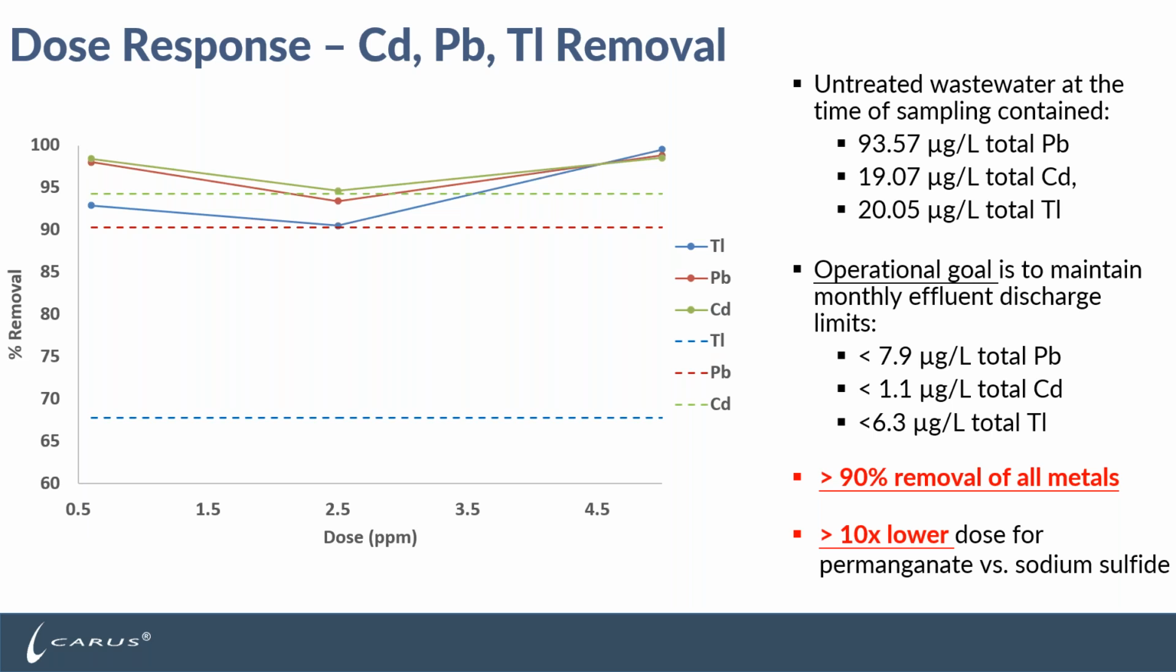The graph here shows the percentage removal of each metal at different doses of permanganate. The solid lines at the top show the percent removal using the current chemical treatment and dose, which is around 50 ppm of sodium sulfide. But we can see in the dashed lines that permanganate achieves well over 90% removal for all three metals, and in particular clearly achieves much higher removal of thallium in the blue lines here.